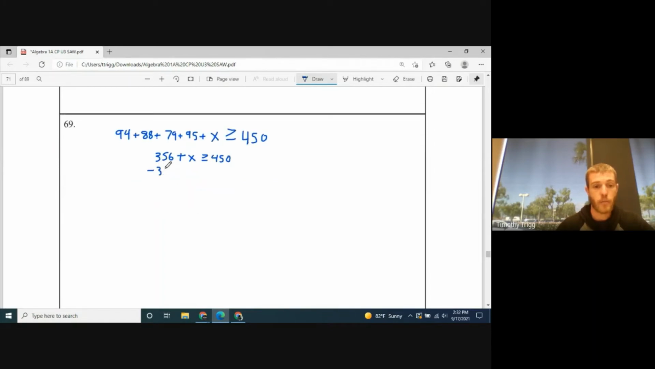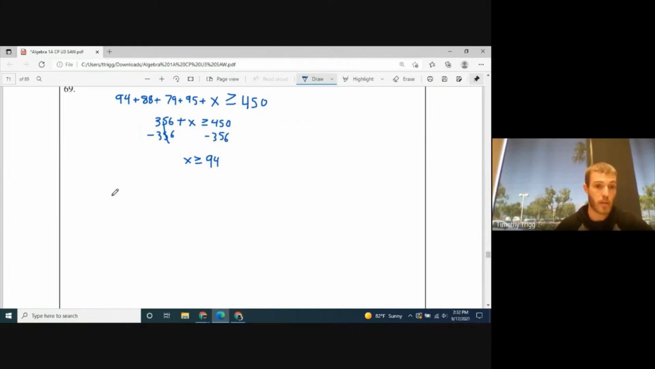Subtracting 356 from both sides of the equation to help us get X by itself gives us that X has to be greater than or equal to 94. So for your last test, you need to score at least 94, basically. So you could score at 94, would be acceptable, 95, 96, 97, 98, 99, or you could score 100.